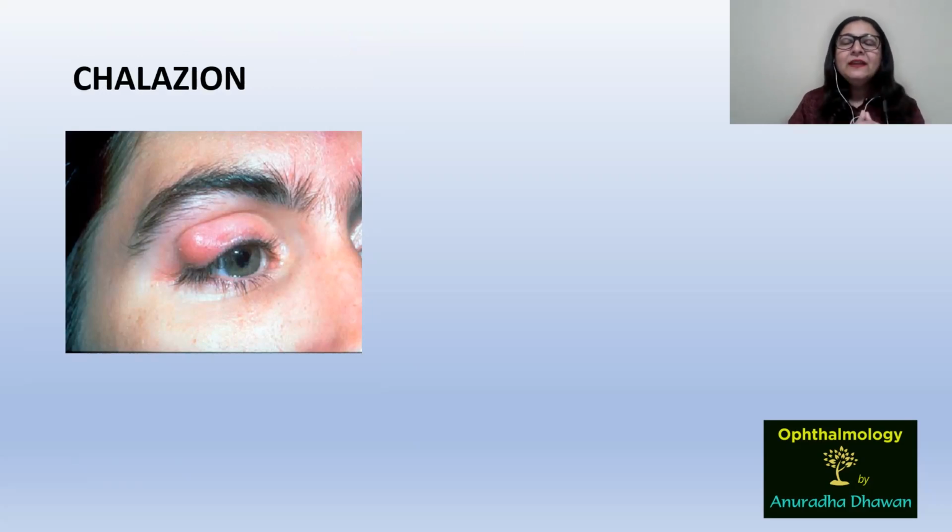Chalazion is an inflammation of meibomian glands. Meibomian glands are also known as tarsal glands. In contrast to this, stye is infection of glands of Zeis. So chalazion and stye are two important lid swellings. Here, how will we know whether it is a chalazion? Because it will be a painless swelling and it will be away from the lid margin.